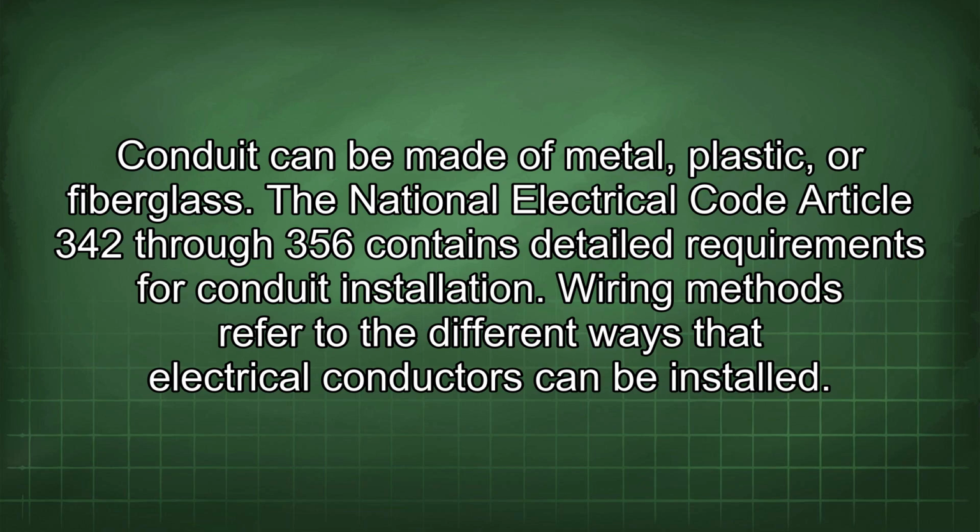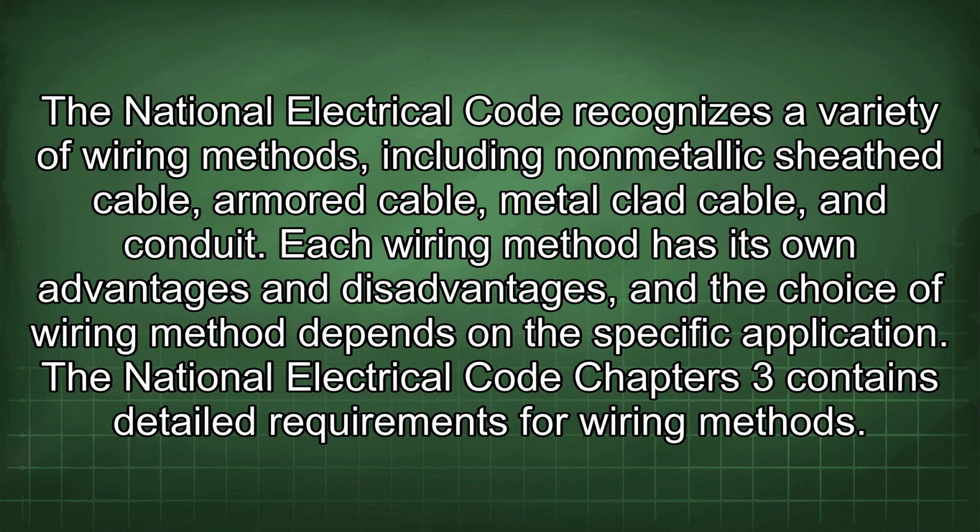Wiring methods refer to the different ways that electrical conductors can be installed. The National Electrical Code recognizes a variety of wiring methods, including non-metallic sheathed cable, armored cable, metal-clad cable, and conduit. Each wiring method has its own advantages and disadvantages, and the choice of wiring method depends on the specific application. The National Electrical Code Chapter 3 contains detailed requirements for wiring methods.